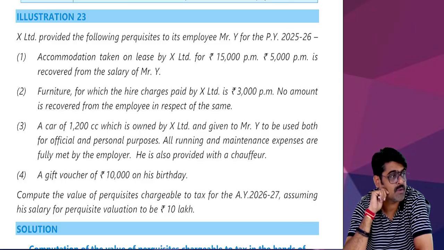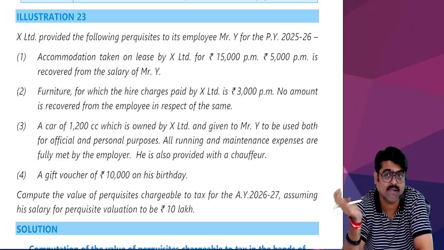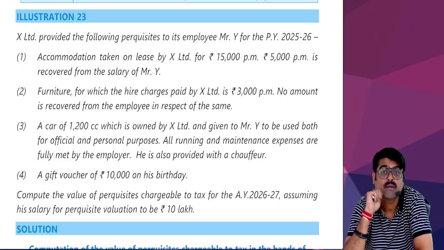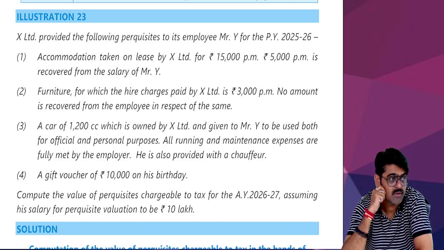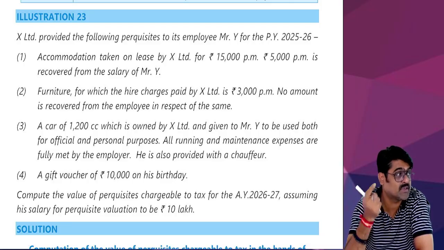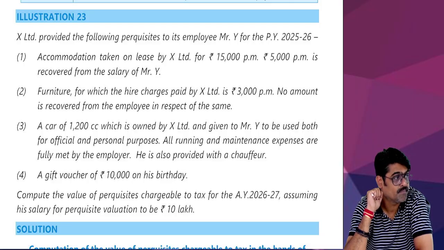Value of all other perquisites, employer's contribution to provident fund, then exempt portion of allowances, lump sum retirement benefits. Exclude these 5 things and take everything in the salary. Now that salary has to be taken on due basis for the period for which the accommodation was occupied.